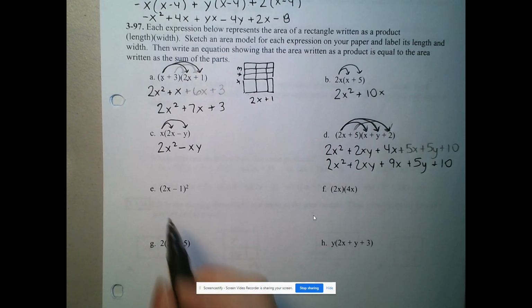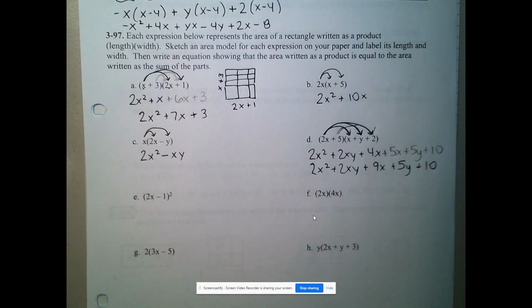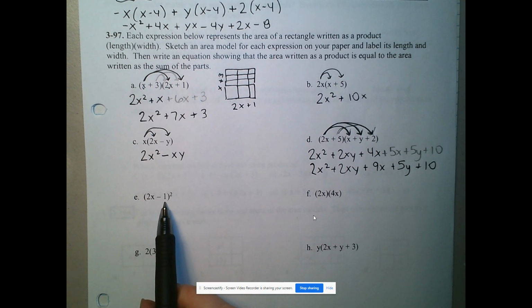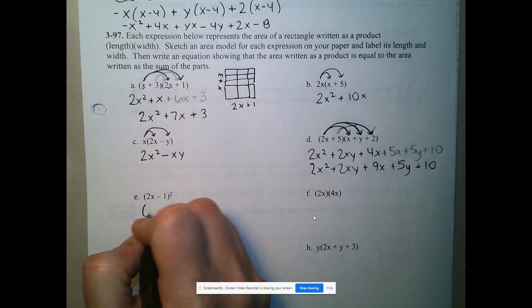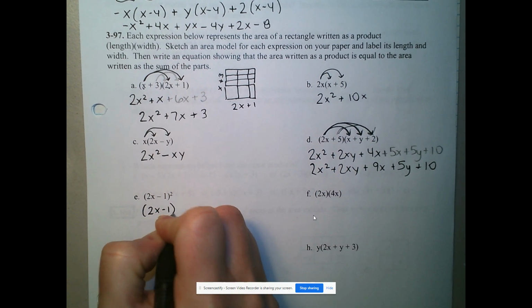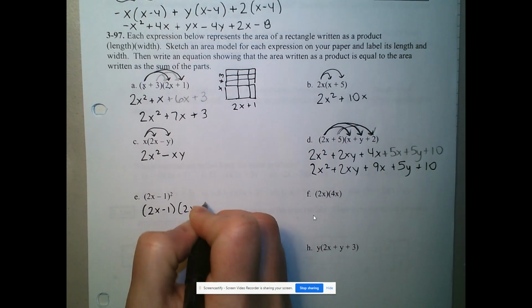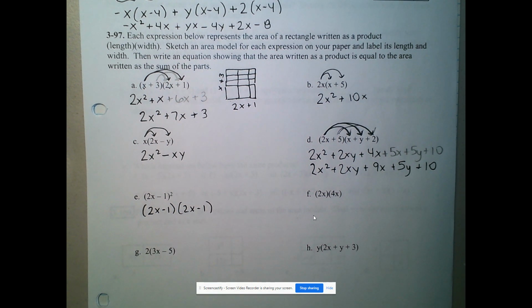Now, I have to tell you, letter E is the one that everybody gets wrong at some point because they don't pay attention to the logic. This one says 2x minus 1, and everything in the parentheses is going to get squared. That means everything in the parentheses is getting multiplied by everything in the parentheses again. So this question is 2x minus 1 times 2x minus 1. And if you don't bother to write it out, you will forget some of the terms.